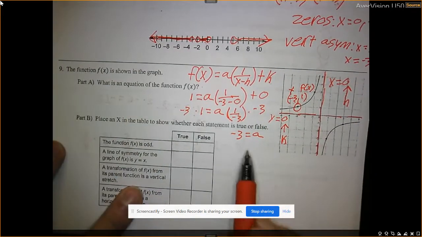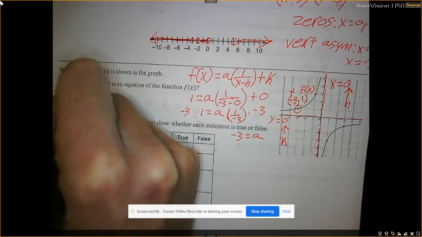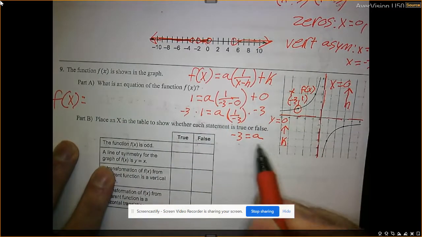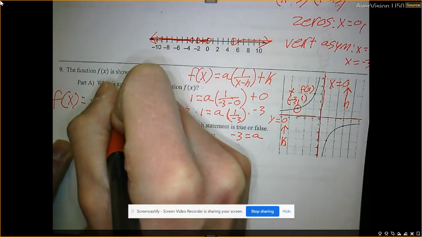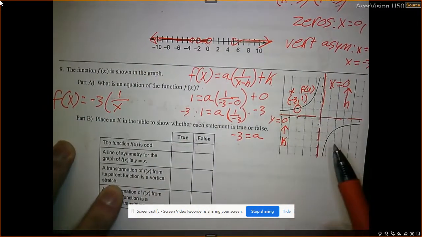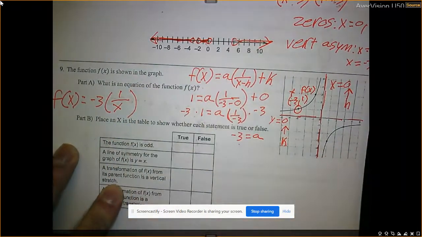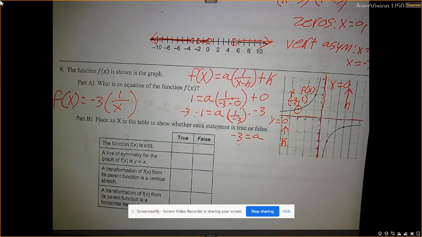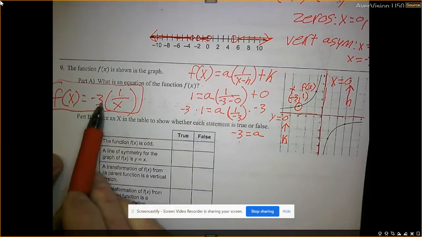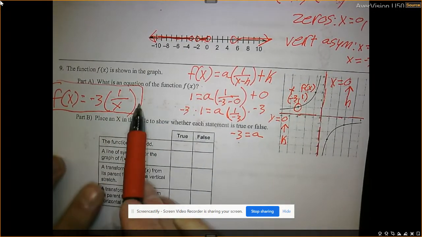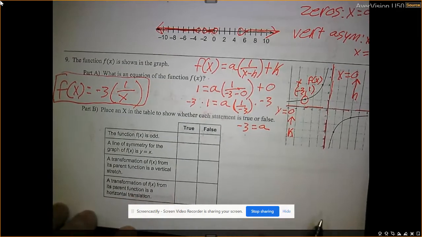To answer the question, now we have our a, we have our k, we have our h. That's all we needed. Now we just say f of x, filling in our a, h, and k. So if a is negative 3, I have f of x equals negative 3, so that's where that goes, times 1 over x minus h, but my h is 0, so I can just leave it as 1 over x, plus my k. My k is 0, so I don't need to say plus 0 here. That is it. It's just this. Again, if you did say f of x equals negative 3 times 1 over x minus 0 and then plus 0 out here, that would also be correct. But you don't need that.